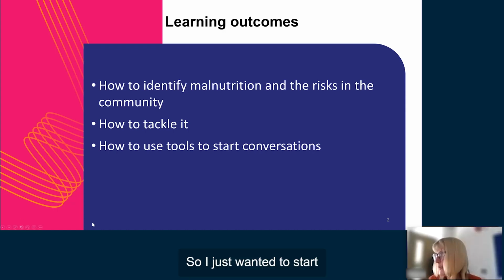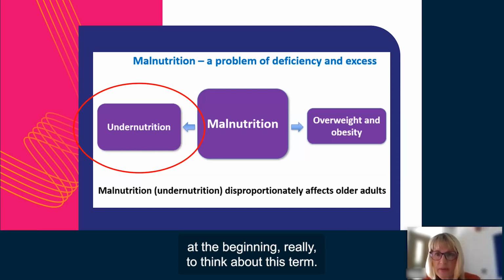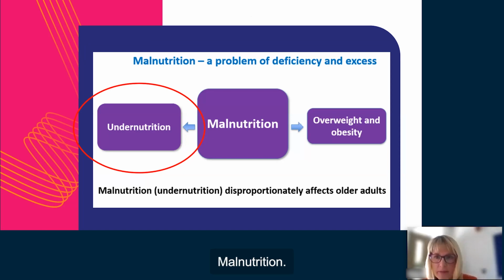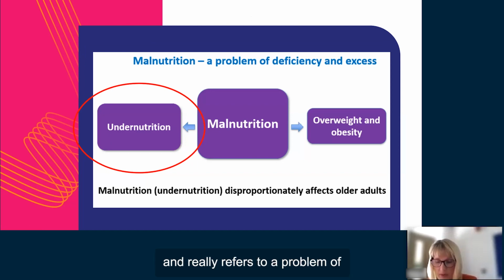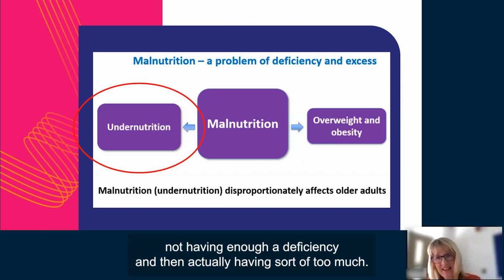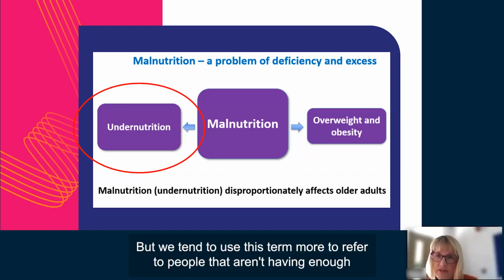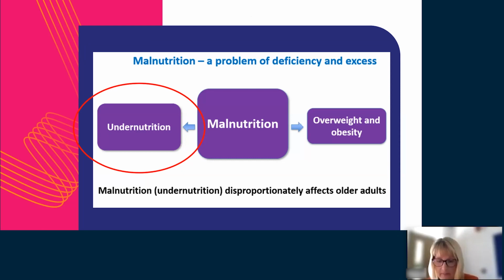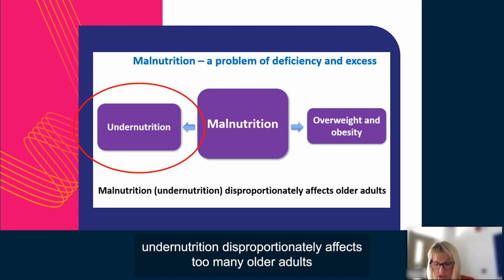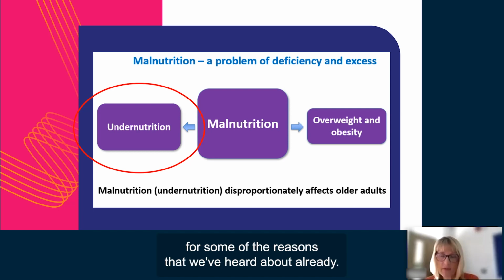Okay, so I just wanted to start at the beginning, really, to think about this term malnutrition. Malnutrition means bad nutrition in principle, and really refers to a problem of not having enough, a deficiency, and actually having too much. But we tend to use this term more to refer to people that aren't having enough good nutrition, or are poorly nourished or undernourished. And we do know that malnutrition, undernutrition disproportionately affects too many older adults for some of the reasons that we've heard about already.